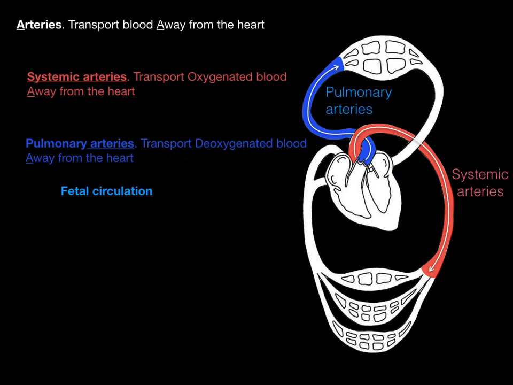Now, fetal circulation is the only other example where arteries are taking deoxygenated blood. I'm not going to hit those at this time, but just so you know, when you talk about arteries, they always take blood away from the heart. And when we talk about systemic arteries, we're usually talking about all the arteries that are taking oxygenated blood. And the exceptions, though, and they're big ones, are the pulmonary arteries, and then when we start talking about fetal circulation, which isn't in this video.